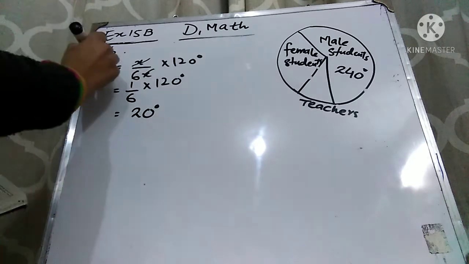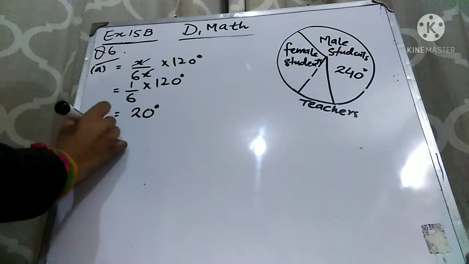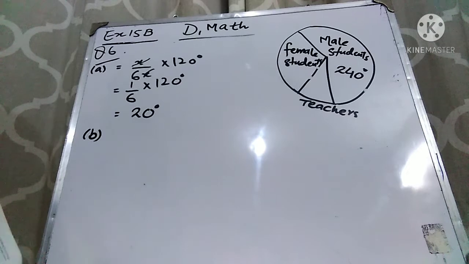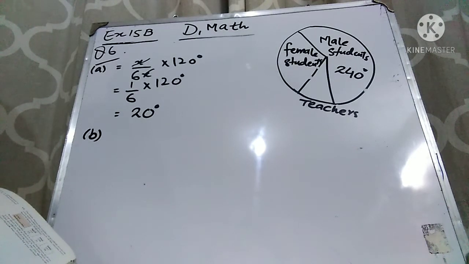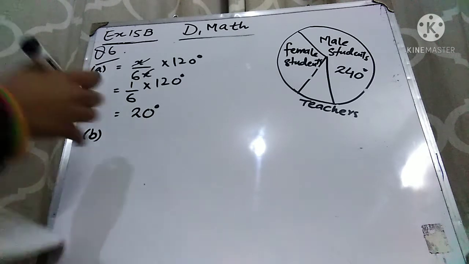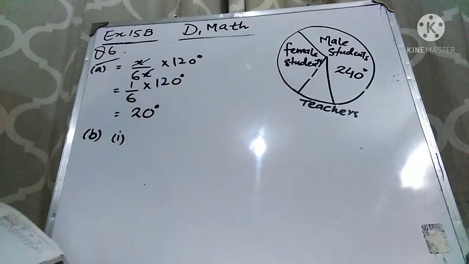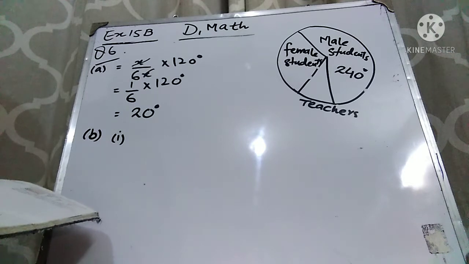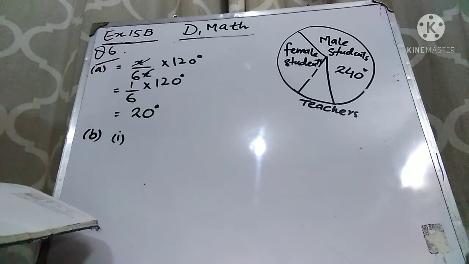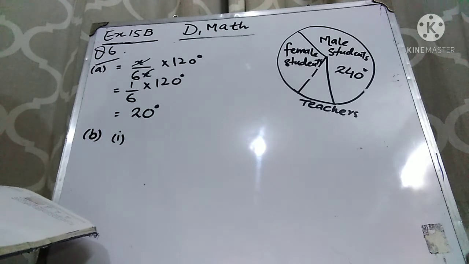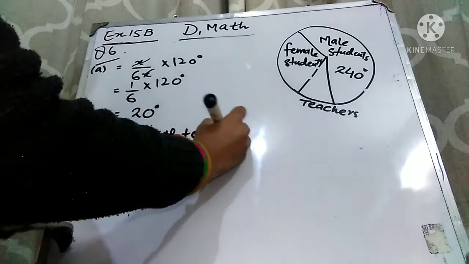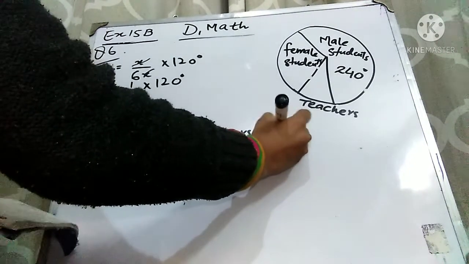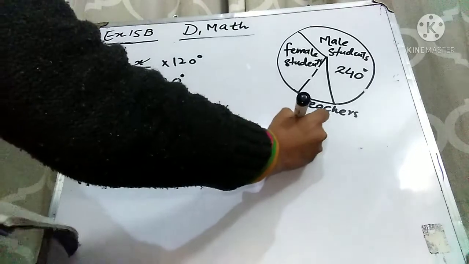Okay, so now let's come to part B. Part B is: if there are 45 teachers in the school, find the number of female students in the school. Now we are going to do the first part of part B. They are saying that there are 45 teachers in the school, and we assumed in part A that the number of teachers is equal to x. So it means that x is equal to 45.